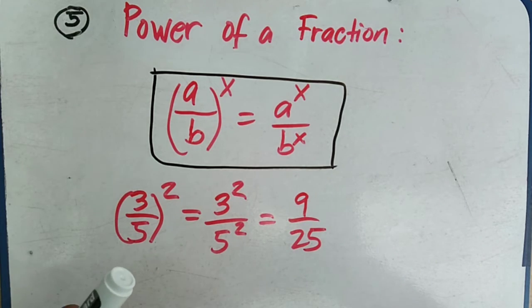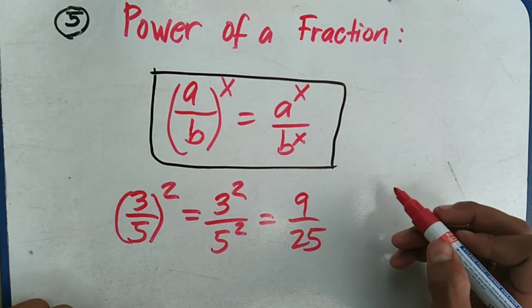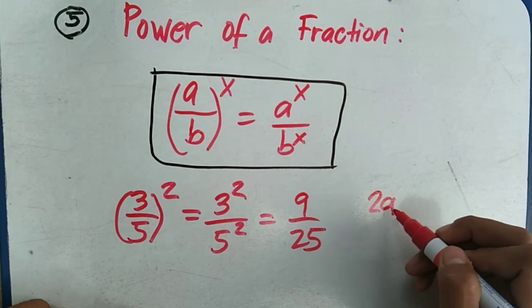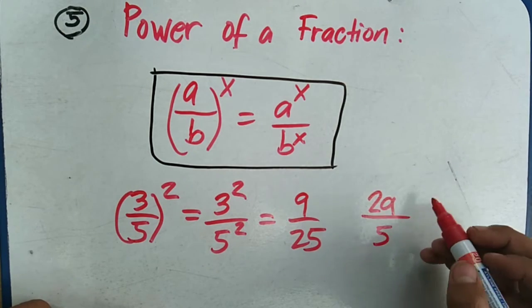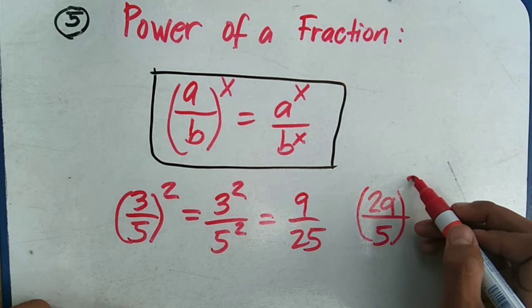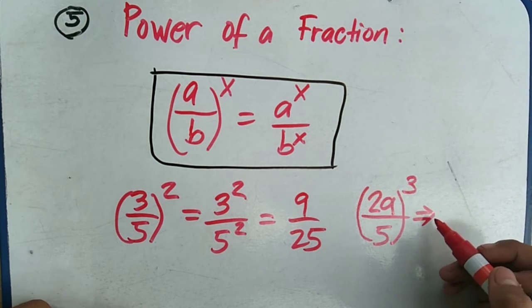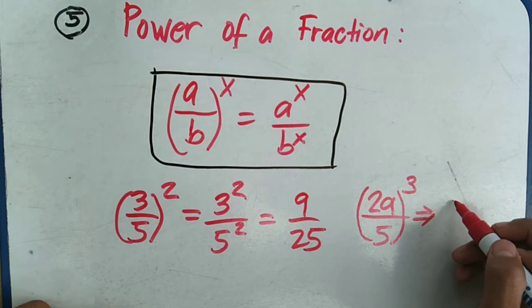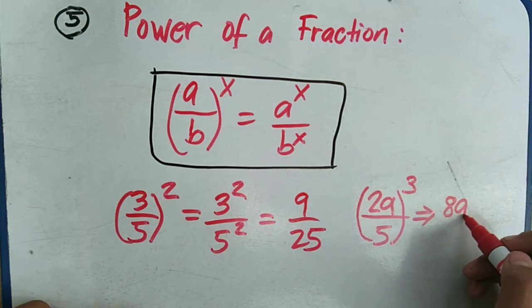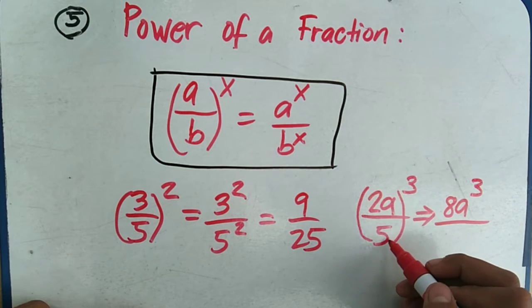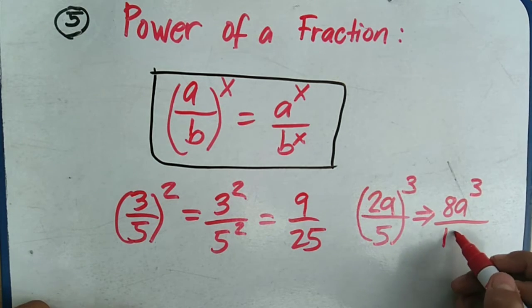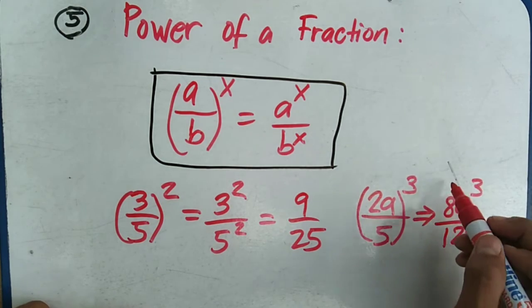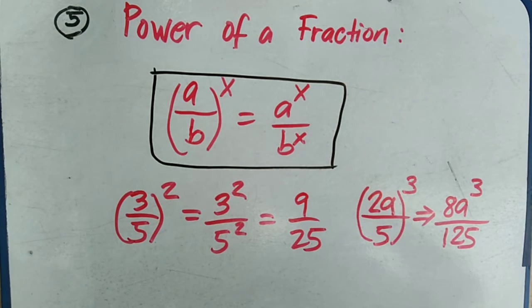Next example is, kunwari meron tayong 2a over 5, raised to 3. You can simplify it as magiging 2 cube is 8 and a cube over 5 raised to 3 is 125. And this is the answer.